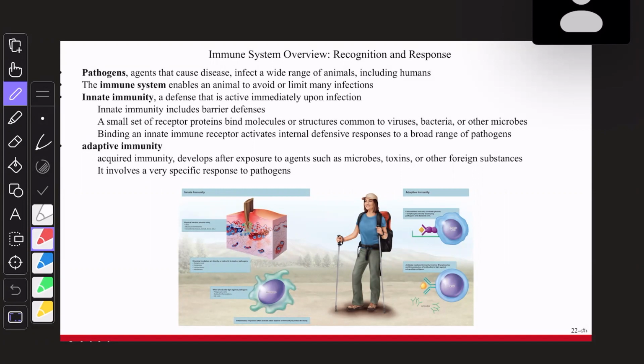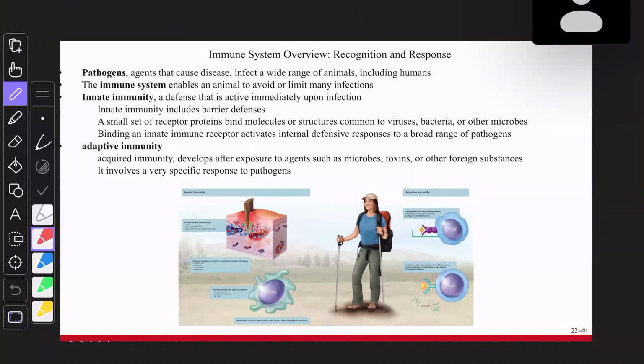The cardiovascular system contains the circulatory systems, okay? So the immune system is what enables your body to either avoid infection altogether, or if you get infected, to limit the effect of that infection, okay? We have two different kinds of immunity. We have innate immunity and we have adaptive immunity.